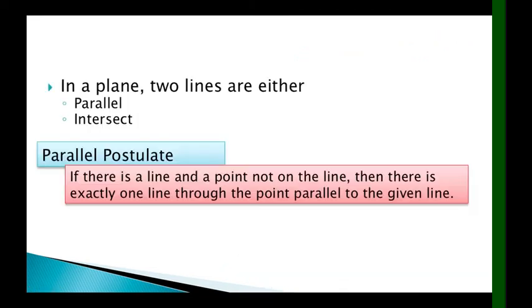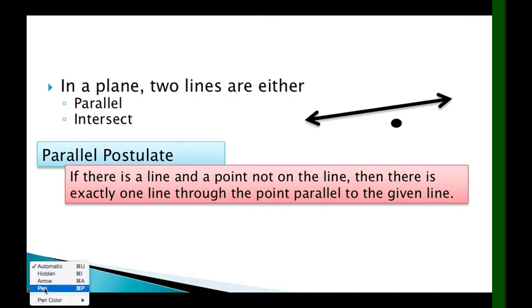In a plane, two lines are either parallel or intersect. Parallel postulate: if there is a line and a point not on the line, then there is exactly one line through the point parallel to the given line. That one is the example of the parallel postulate. If there is a line and a point not on the line, then there is exactly one line through the point parallel to the given line. So maybe we can put a line here that is parallel to the given line. Parang ganun lang siya.